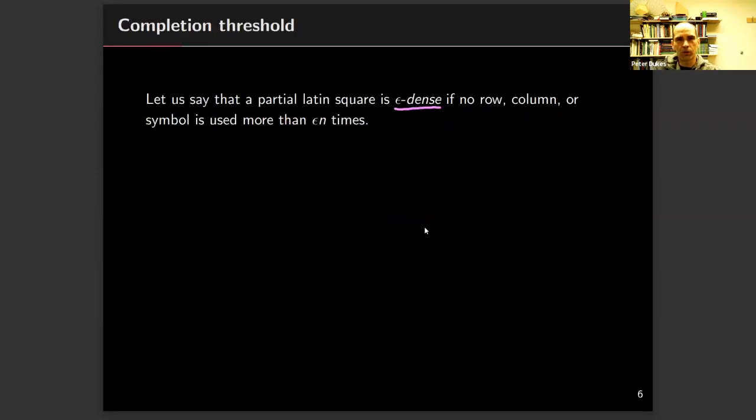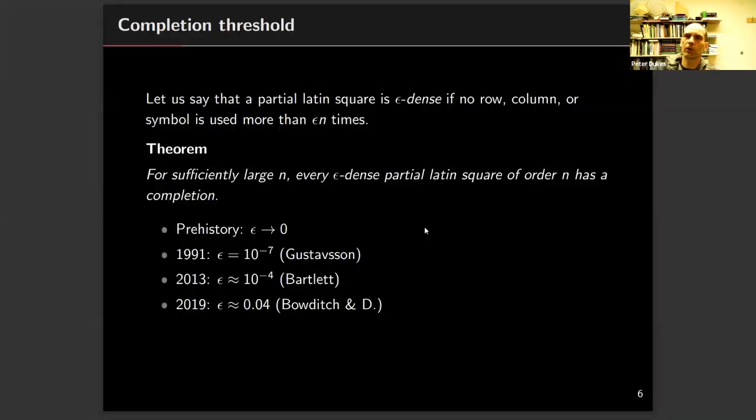Okay, so let's move on to defining something that might link nicely with this barrier. We're going to say that a partial Latin square is epsilon dense if no row, column, or symbol is used more than epsilon n times. Now, you might reasonably expect that epsilon dense Latin squares can be completed if epsilon is small enough, maybe underneath that barrier that we just saw. So there is a theorem, or actually a progression of results, I suppose, that work toward that conjecture. It says that for sufficiently large n, every epsilon dense partial Latin square of order n has a completion.